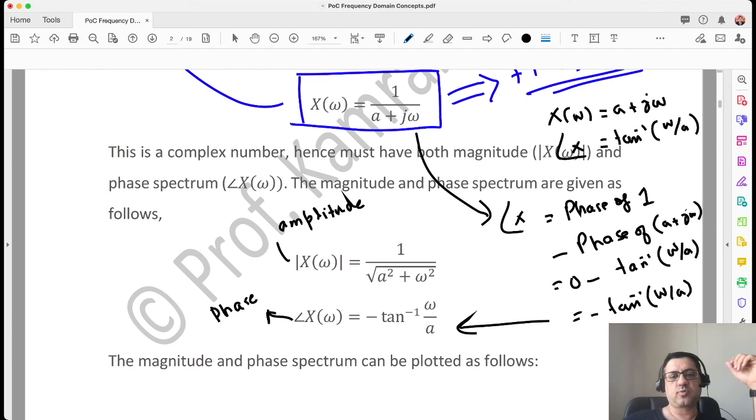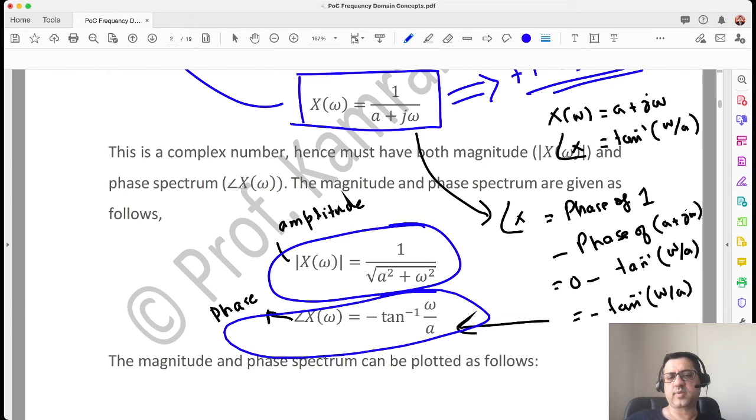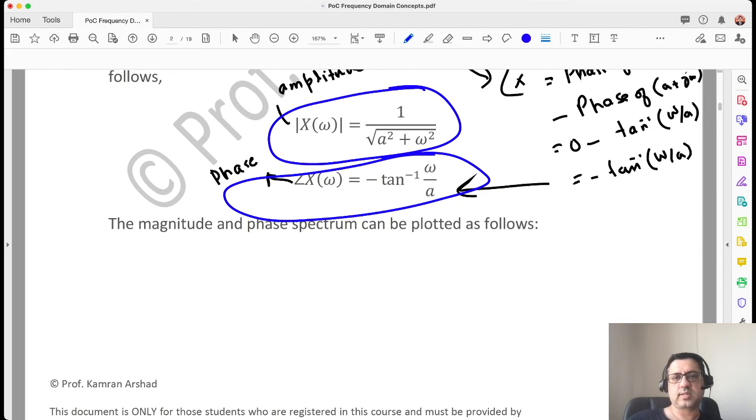Now we find out this is the magnitude and this is the phase. In communication, most of the time we are interested in amplitude, but here because it says plot both, we will plot both. Let's try to plot this x of omega. Now before I show you the solution, I can simply show you how we do it.